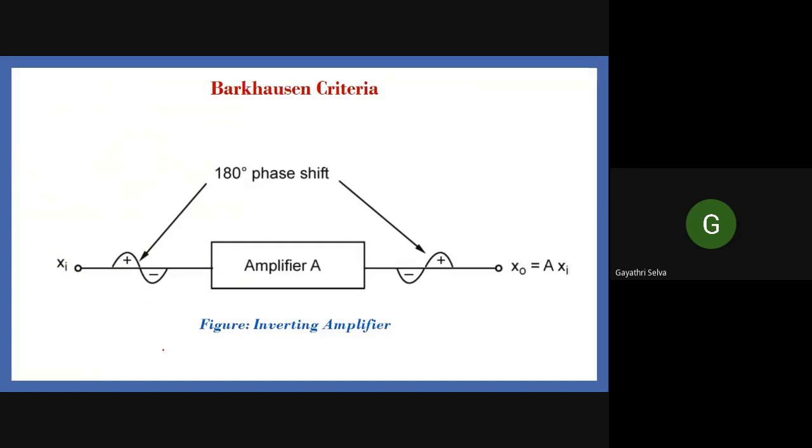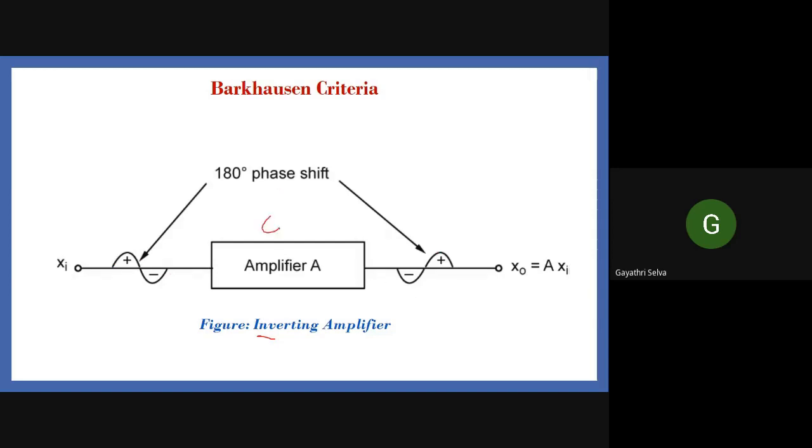In the last session we told that whenever an amplifier satisfies the Barkhausen criteria, it can quite well operate as an oscillator. Here we have taken an inverting amplifier. For an inverting amplifier, what happens if the input is in this form? The output will have a 180-degree phase shift.